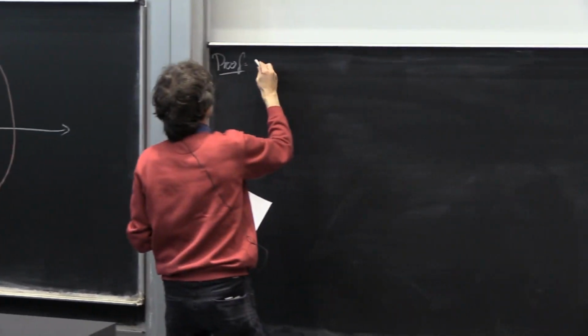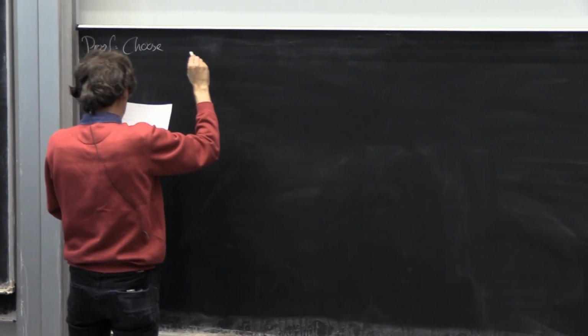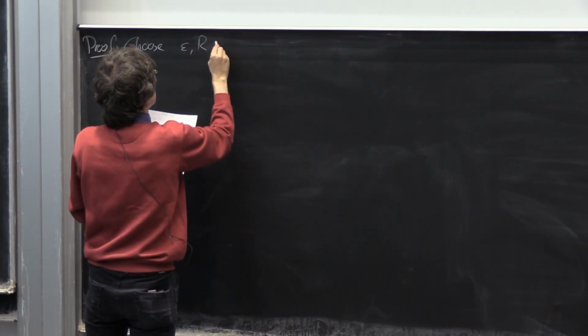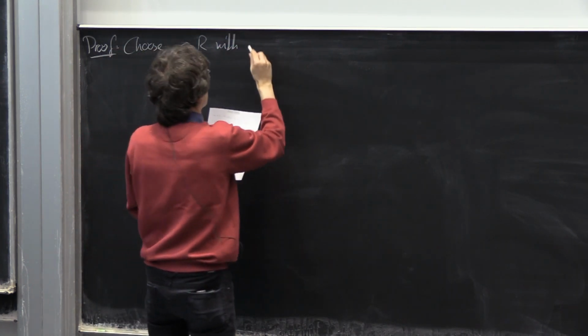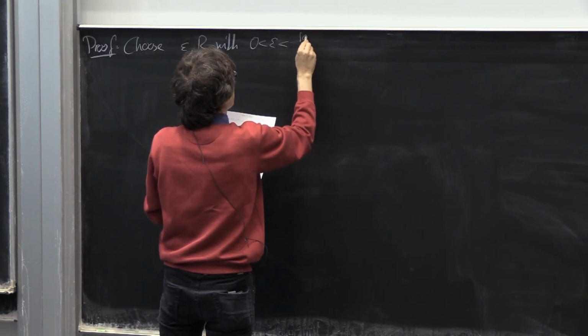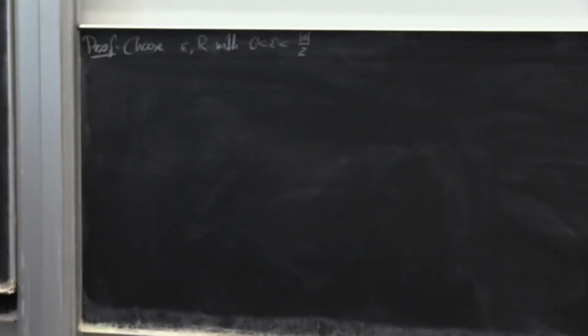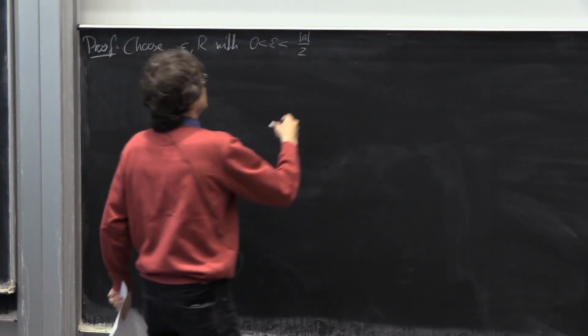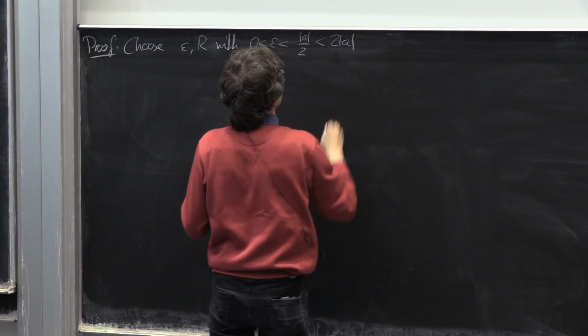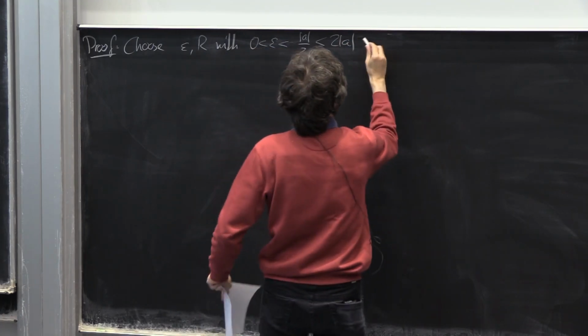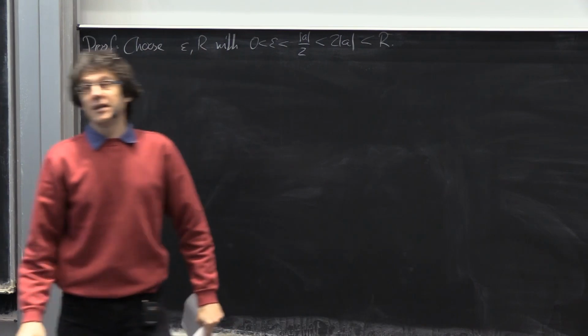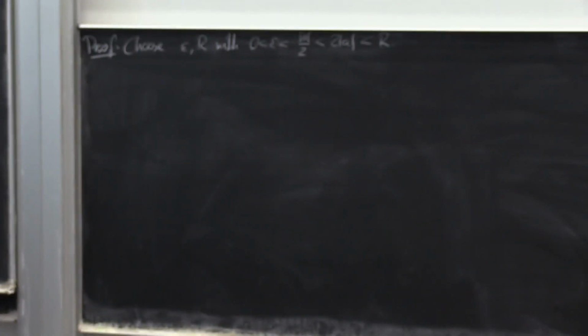Okay, so we choose epsilon and r such that epsilon is positive, but doesn't exceed half of the modulus of a. Note, a cannot be 0 because 0 is on the boundary of our sector, so this is possible. This is not the question, but what I need is that the radius r, the big radius, is at least 2 times the modulus of a.